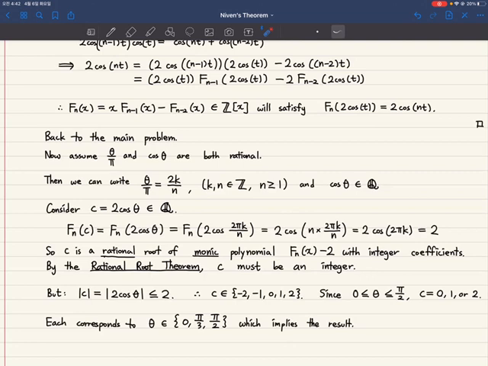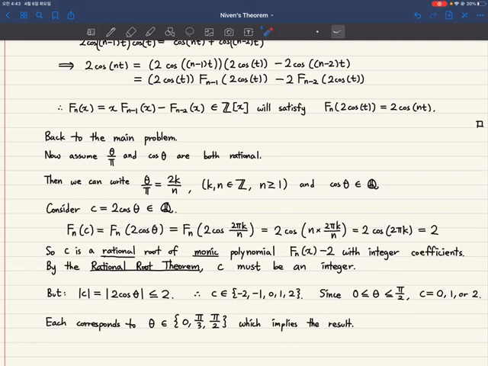Okay, well, we have to note that all the coefficients are integers, and this c is a rational root, and also that f_n(x) minus 2 is a monic polynomial. So by the rational root theorem, because it's monic, c must be an integer. Okay, but now we do some inequalities over here. So the absolute value of c is equal to the absolute value of 2 cosine theta, but this is less than or equal to 2, which means that c can only be negative 2, negative 1, 0, 1, or 2.